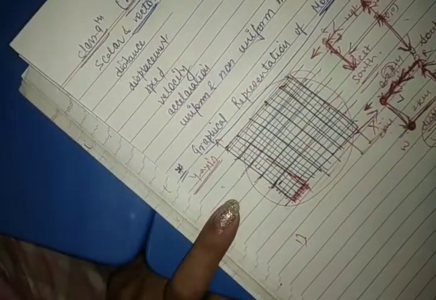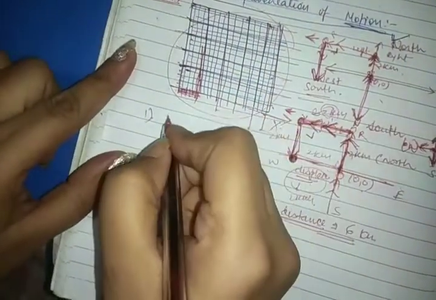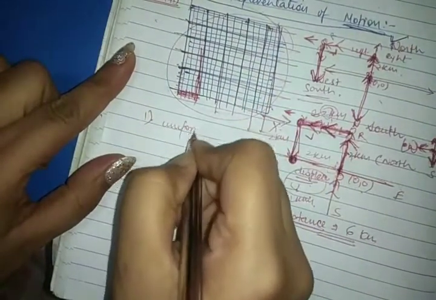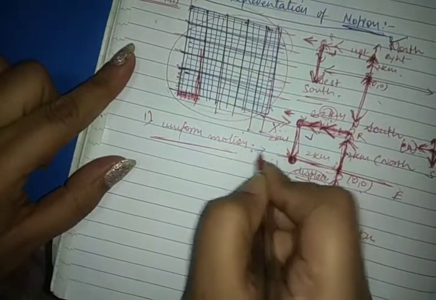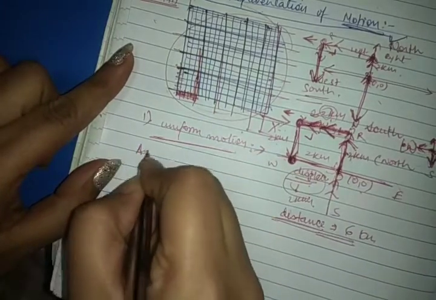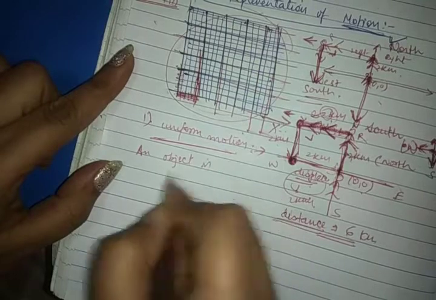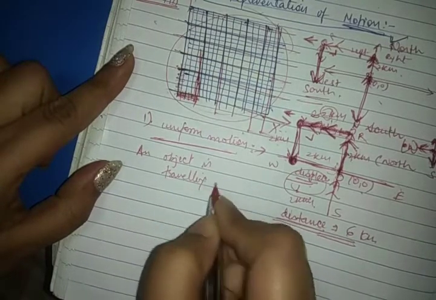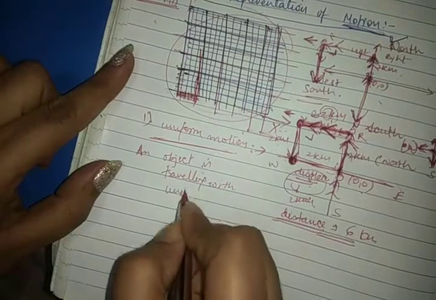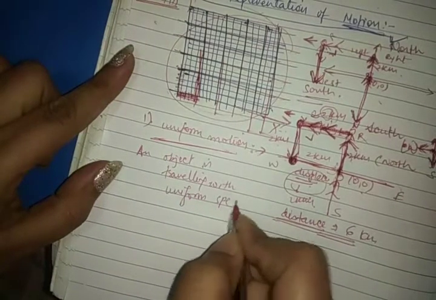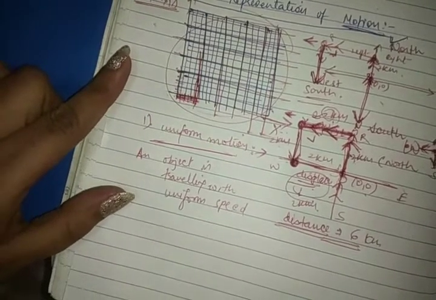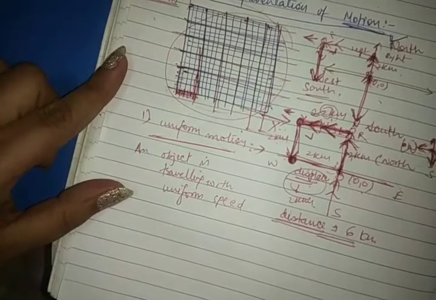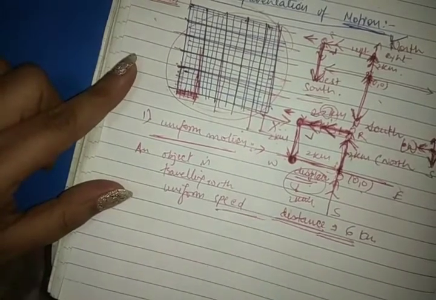See, there are two types of motion: uniform motion and non-uniform motion. First of all, let's discuss uniform motion. Uniform motion means an object is traveling with uniform speed. Speed can also be replaced by velocity if the distance equals the displacement, right? Meaning if an object is traveling in a straight path, then the displacement will be equal to the distance. But for now, this is uniform speed.